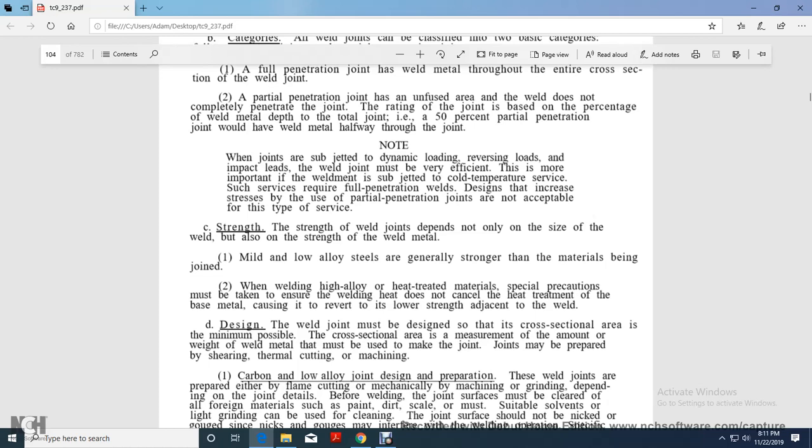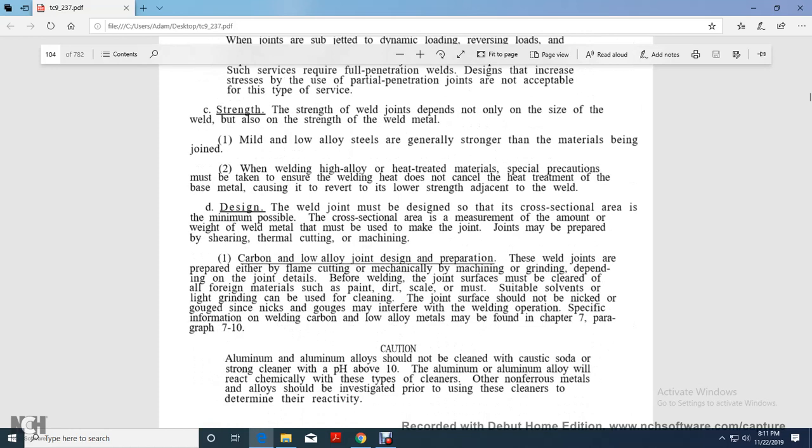The strength of the weld joint depends not only on the size of the weld but also on the strength of the weld metal. Mild and low alloy steel weld metal is generally as strong as the materials being joined. When welding high alloy heat-treated materials, special precautions must be taken to ensure welding heat does not cancel the heat treatment of the base metal, causing it to revert to lower strength adjacent to the weld. Also, the weld joint must be designed with the minimum possible cross-sectional area. The cross-sectional area is the measurement of the amount of weld metal needed to make the joint.